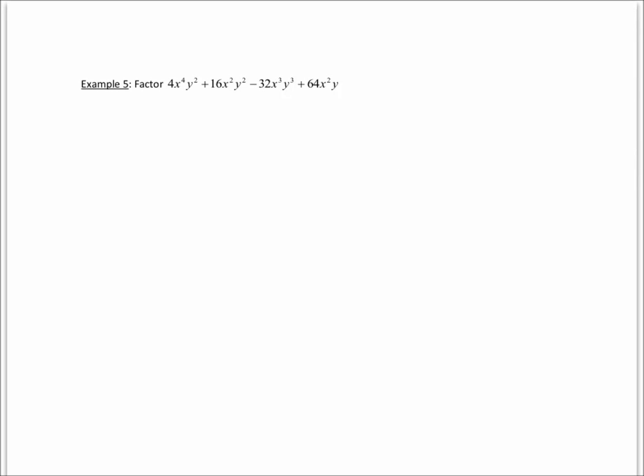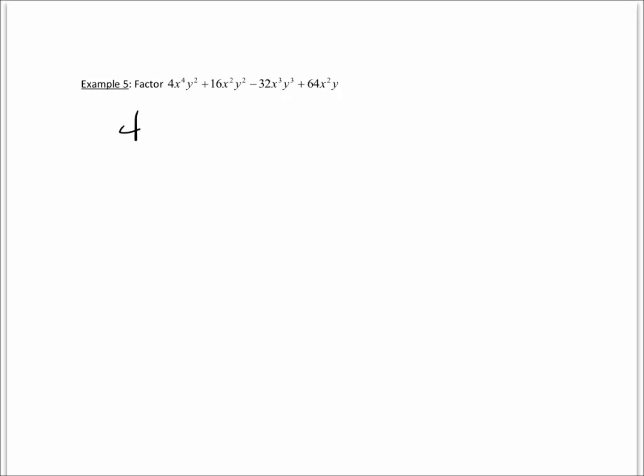Our last example combines everything. Take a look at the numbers first. 4, 16, 32, and 64. What number is going to go into all of them? What number would divide every one of these numbers, 4, 16, 32, and 64? That number is 4, so it's part of my GCF.